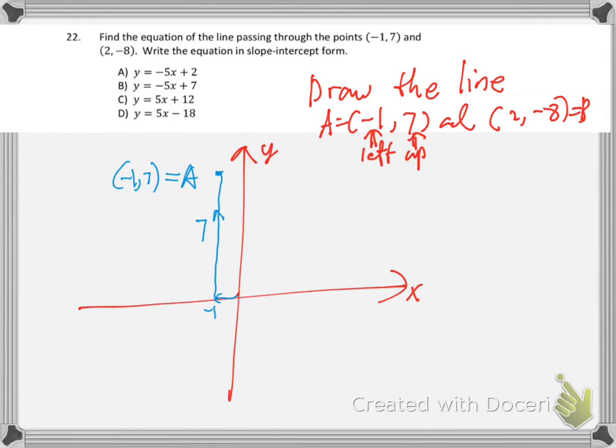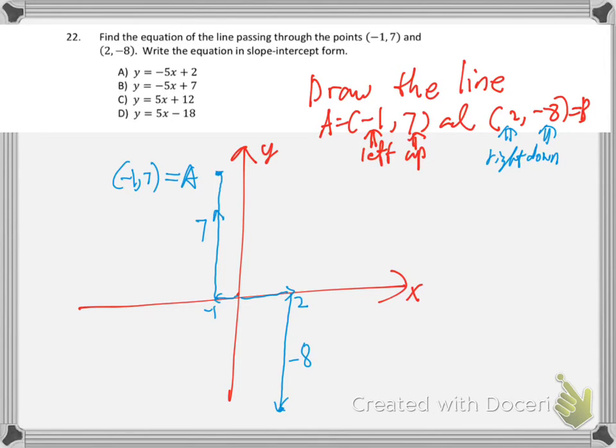So we move twice, and we go through the four quadrants. Then point B is (2, -8). So we move to the right 2 and then go down 8. We turn down on number 2. Because it's negative, we're going down 8. So we go straight up or down based on x. Now we have these two points A and B.